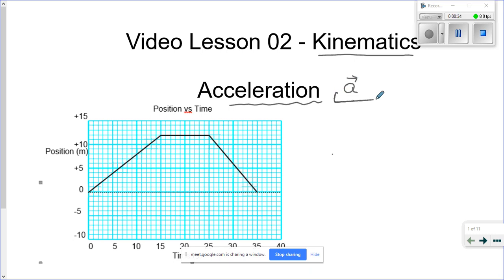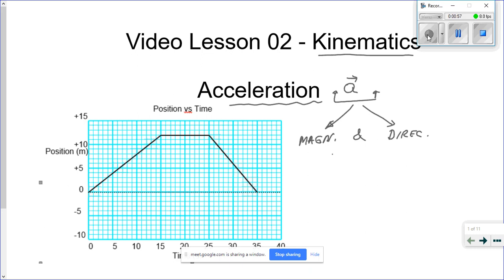The fact that acceleration is a vector means that in order to fully describe the acceleration, we need to talk about magnitude and direction. Only when we have both of them is the acceleration fully described.